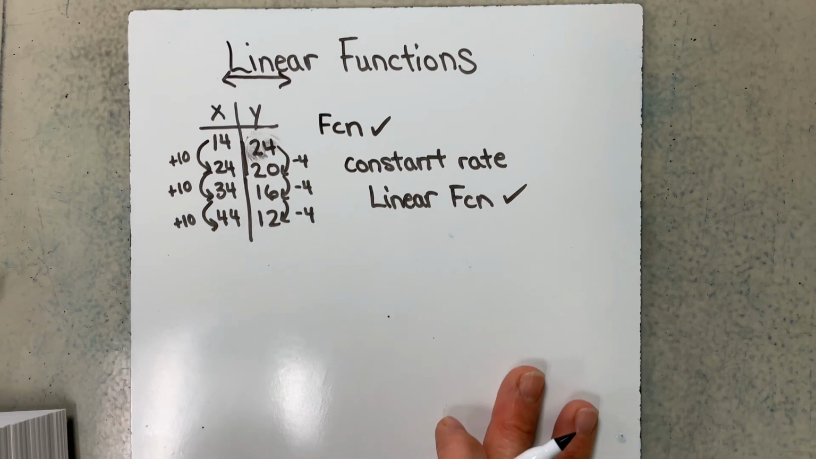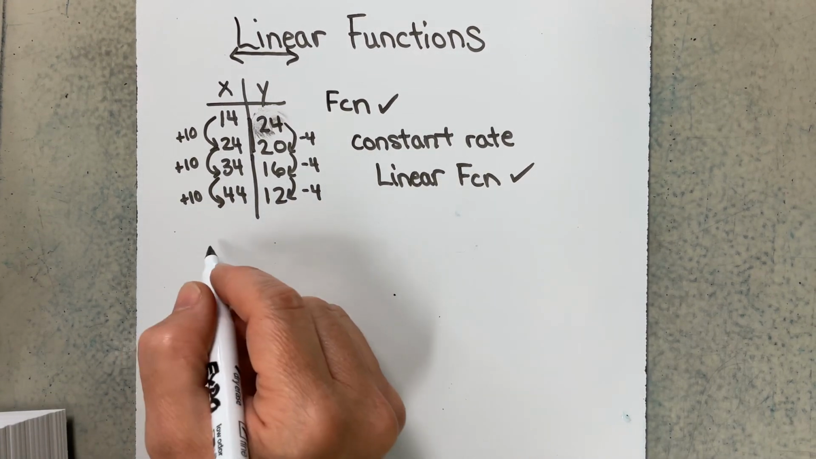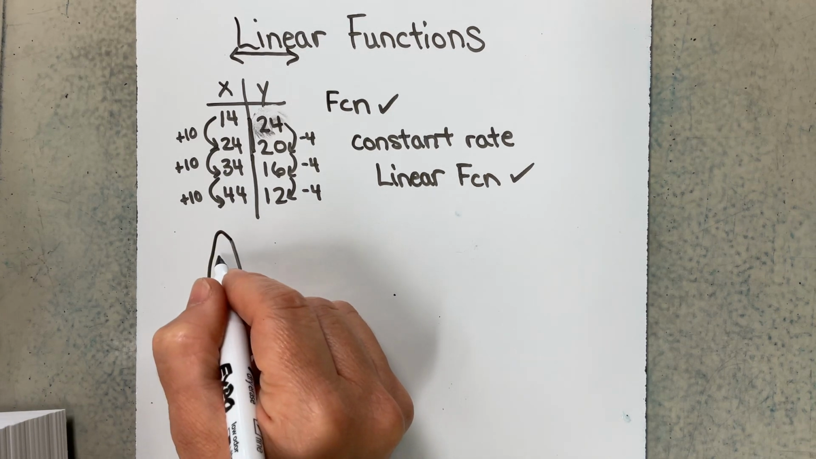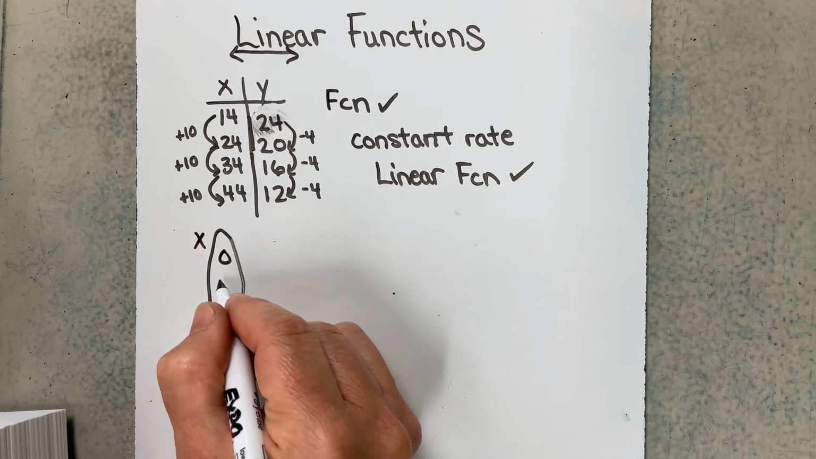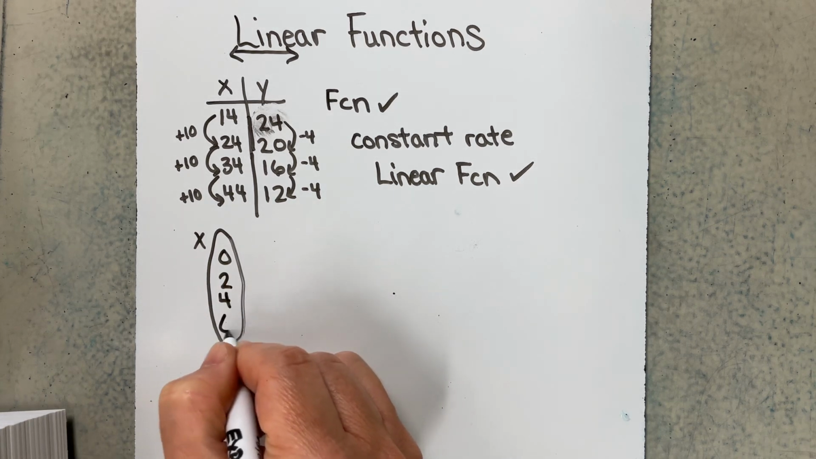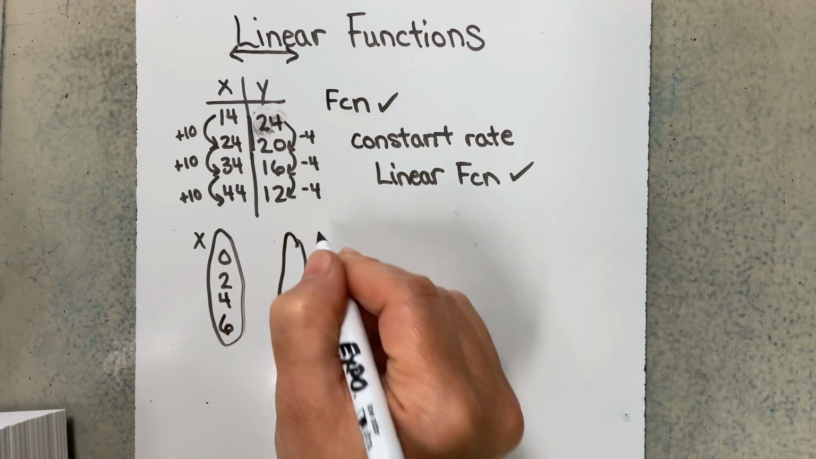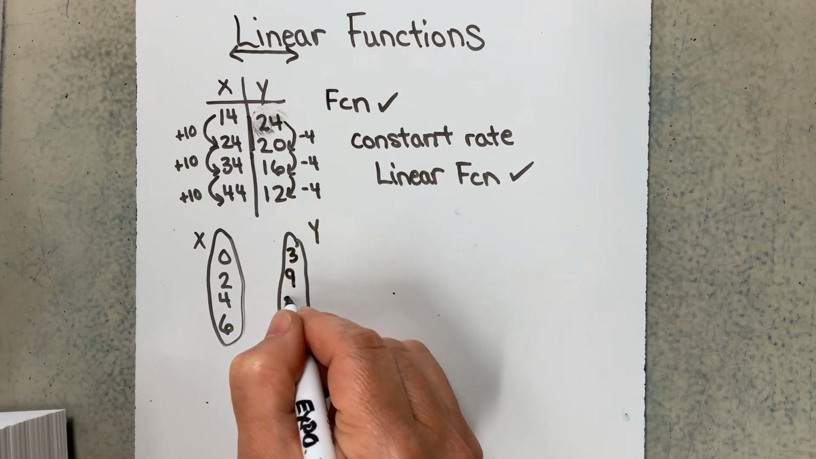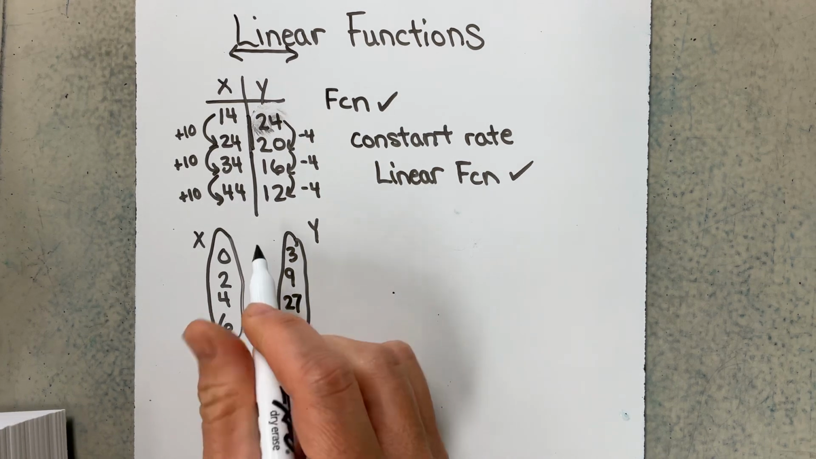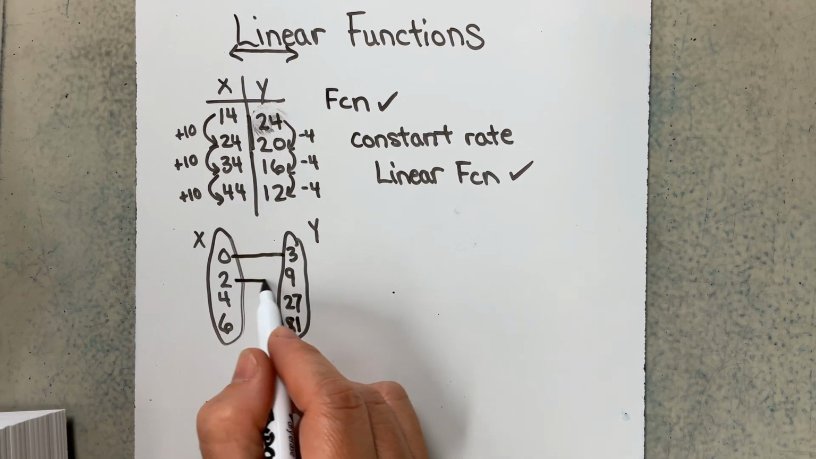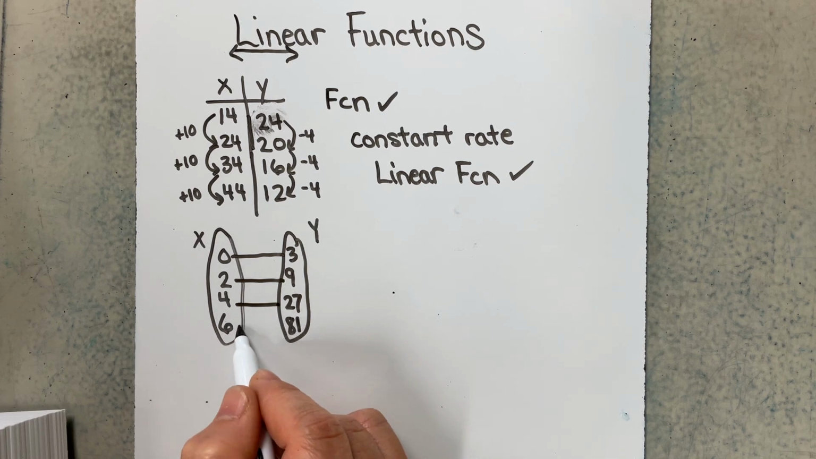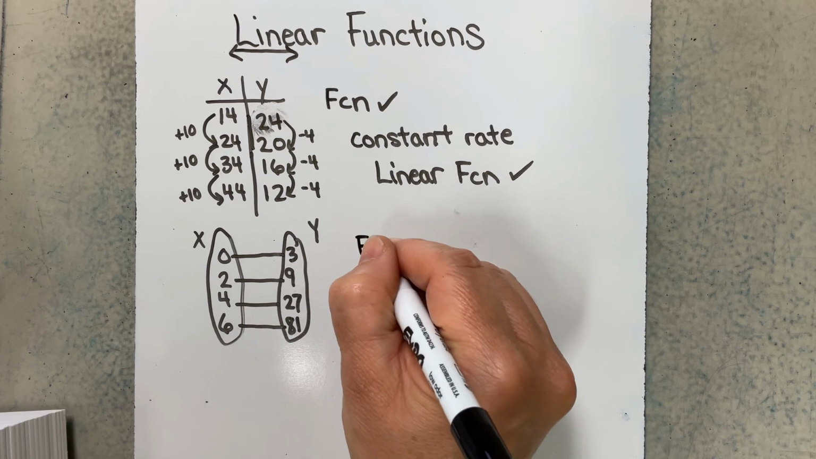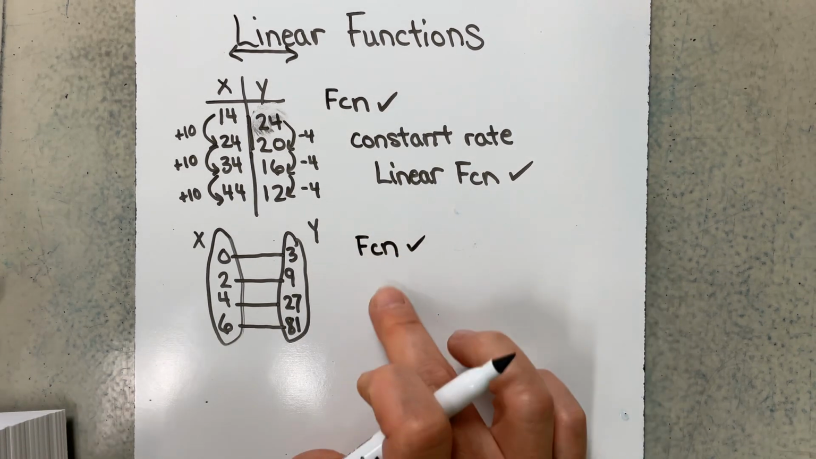Okay. Let's look at another one of these. All right, I'm going to do a mapping here. So my x values are going to be 0, 2, 4, and 6. Over here, I have 3, 9, 27, and 81. So my 0 mapped to 3, my 2 mapped to 9, my 4 mapped to 27, my 6 mapped to 81. So this is definitely a function because each x has exactly one y, so that's good.